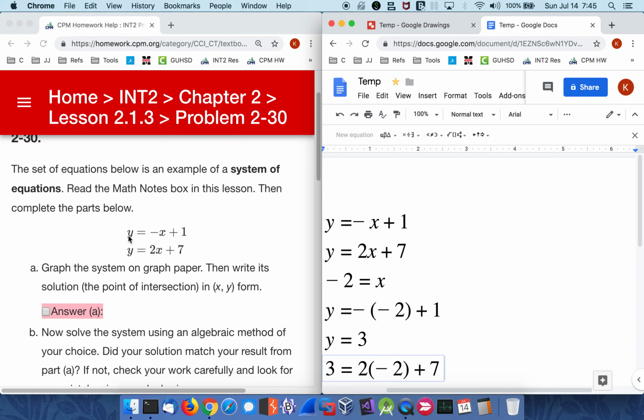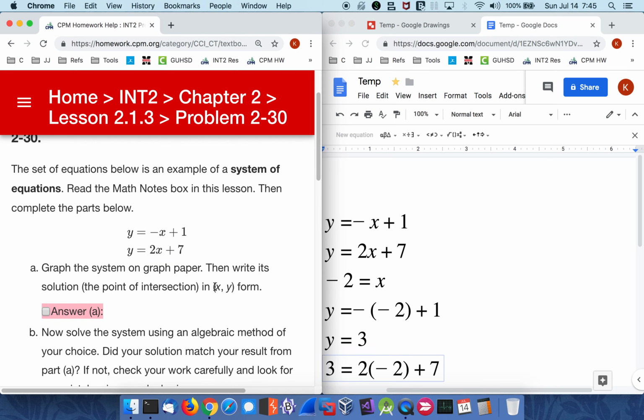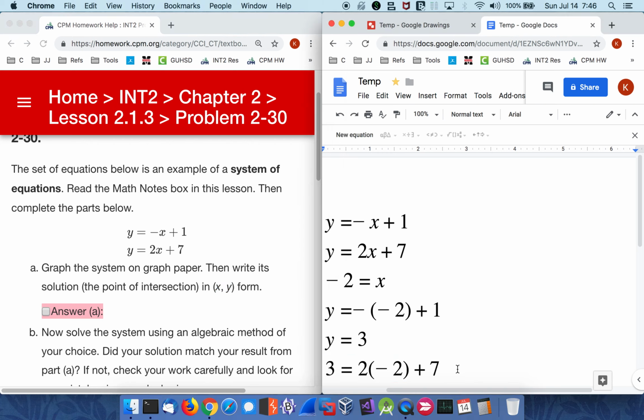All right, so it says, write the solution, the point of intersection, in xy form. So if we graphed out this line and this line, they would actually intersect at xy, which we just solved for. They would intersect at xy, where x is negative 2 and y is 3. That would be where the lines intersect. All right, done with 2 TAC 30.